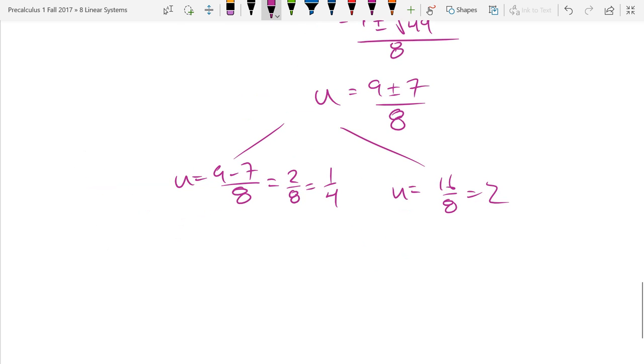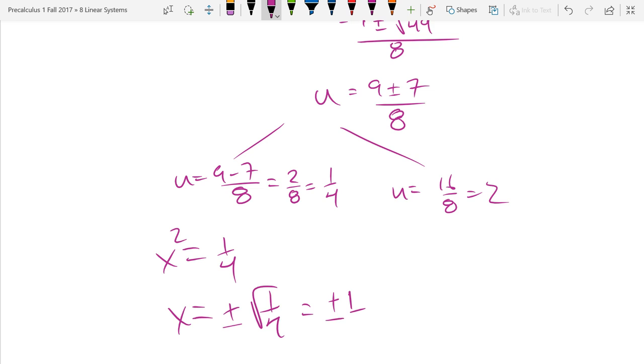And you have to make sure you go back into x's. So x squared equals 1/4. X is plus or minus the square root of 1/4, which is plus or minus 1/2. And the other one, x is plus or minus square root 2. All right, so I'll finish this problem off tomorrow.